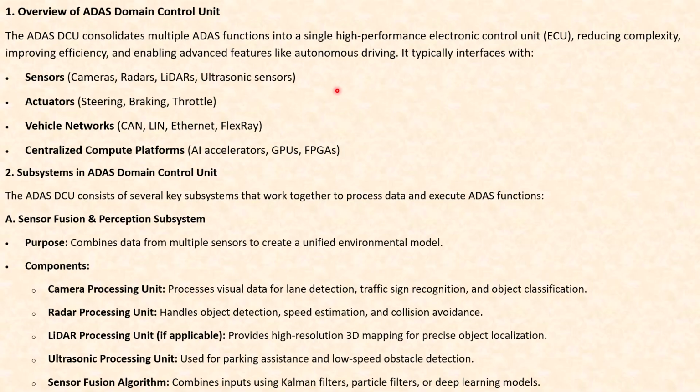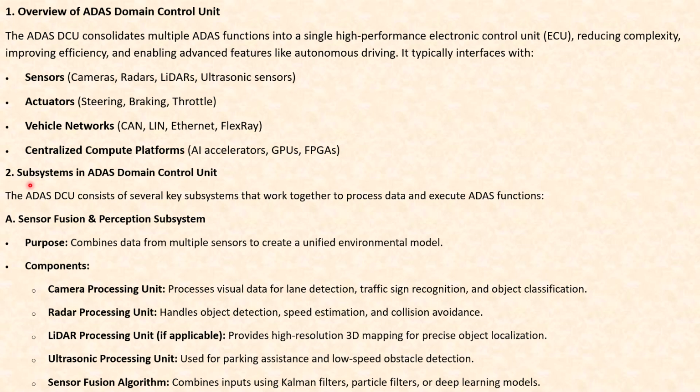And it typically interfaces with sensors, actuators, and networks like CAN, LIN, Ethernet, FlexRay, and it also interfaces with centralized compute platforms. It may be AI accelerators or GPUs and FPGAs. Now these centralized compute platforms may come from NXP or Infineon or STM. So there are many kinds of compute platforms that are available ready-made in the market. It may even come from Texas Instruments. So these microprocessor manufacturers ensure that it has proper compatibility with the ADAS DCU.